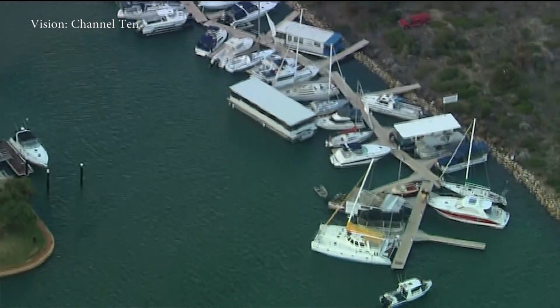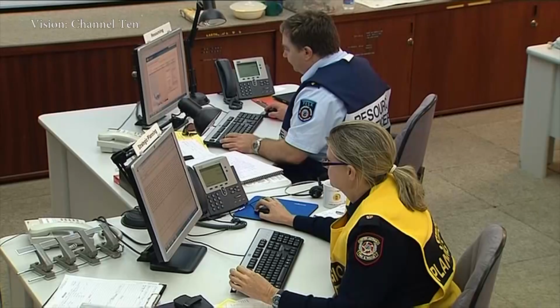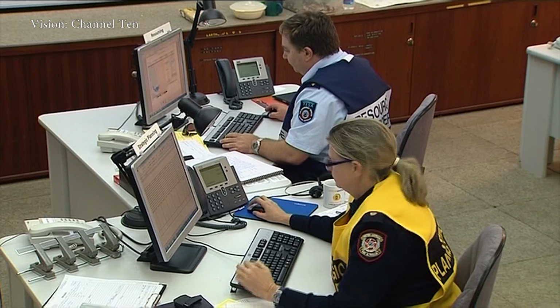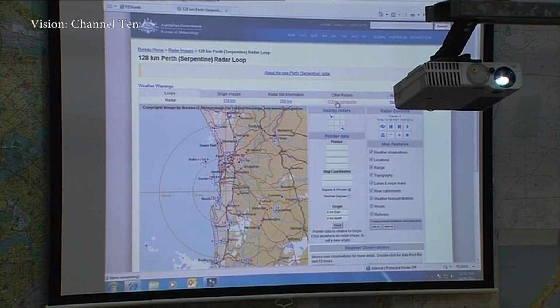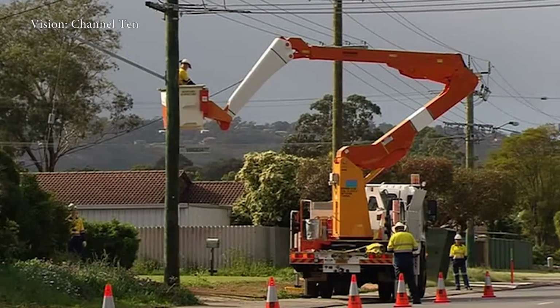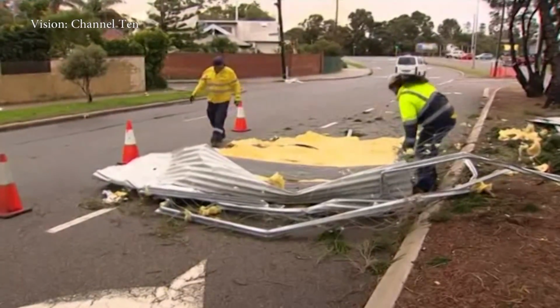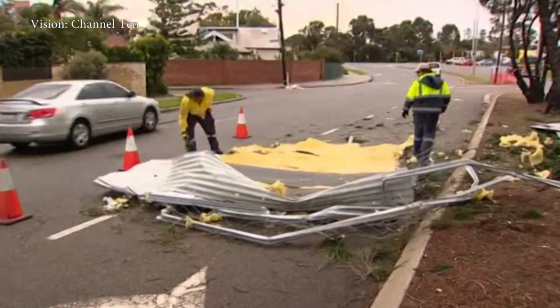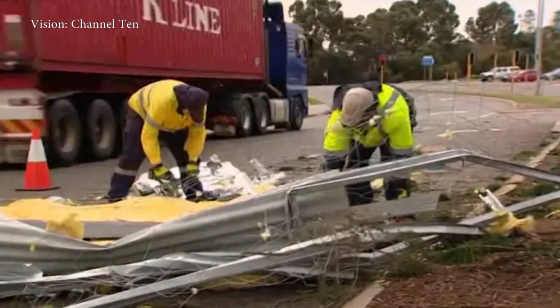When the Bureau issues a severe weather or a severe thunderstorm warning, we contact the Department of Fire and Emergency Services first because they are the hazard management agency for storm. The Bureau then notifies other agencies, which can include Western Power and the Department of Transport. We also notify ABC and 6PR Radio because they are emergency services broadcasters. Our warnings are also disseminated automatically to other state agencies and are also available on our website.